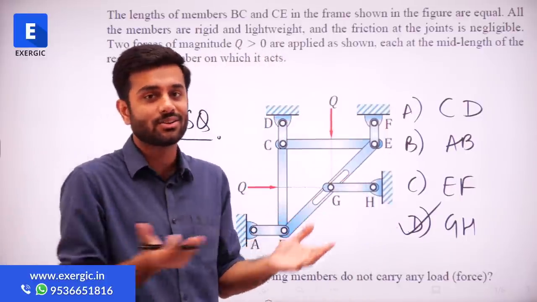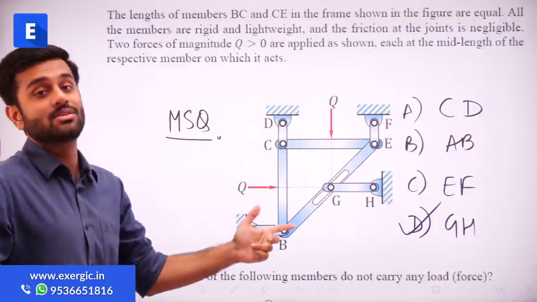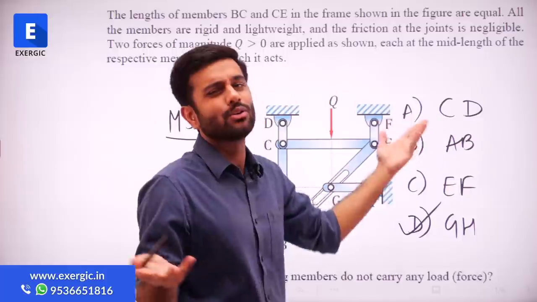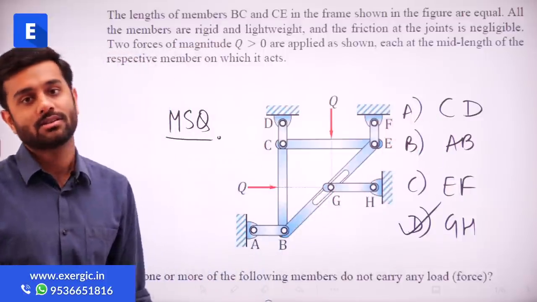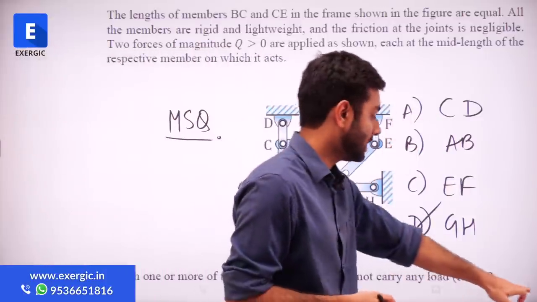That's not how this question works, right? If you have got the answer, you solved it, you can clearly see GH is a zero force member, and you think it's an MCQ, you will tick it. What will you do by reading all the options? You will move to the next question. That will be a mistake because it is MSQ, and other options are a possibility.